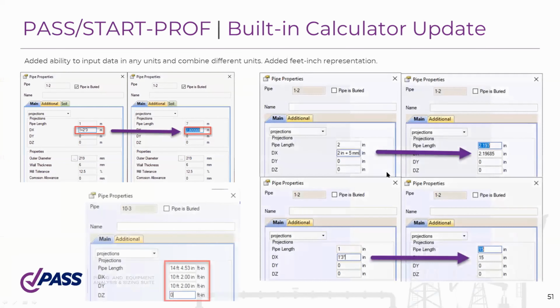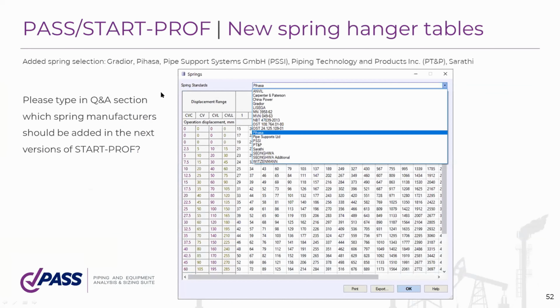Now let's proceed. Also, we added the new spring selection tables. You can see the manufacturer names here, and we plan to add more spring hangers and spring supports into our database in future versions.